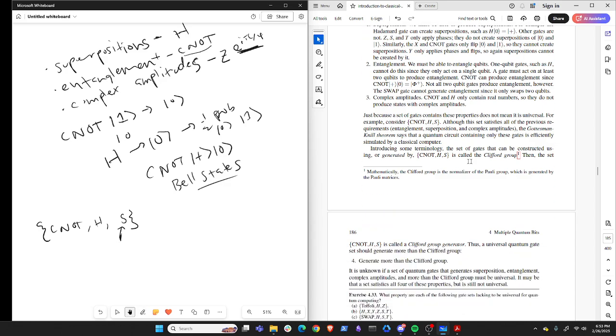A little terminology here. The set of gates that can be generated by a set of other gates is the Clifford group. Again, I don't know how important this is, but I like the obscure terms.